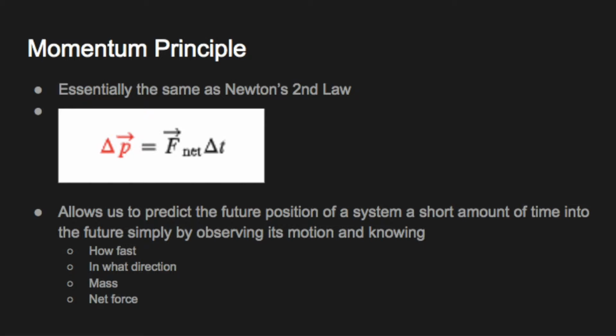Newton's second law is relatively similar to the momentum principle. Both of these equations allow us to predict the future position of a system a short period of time into the future with a little manipulation. All we need to know is how fast the system is moving and in what direction, as well as the mass and net force.